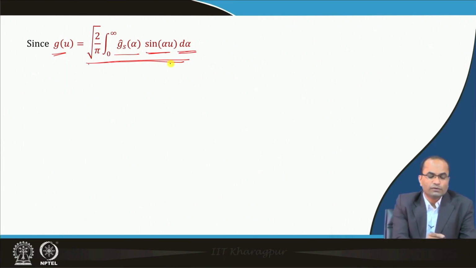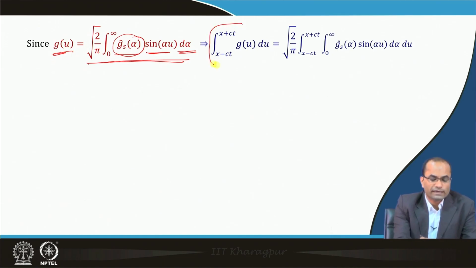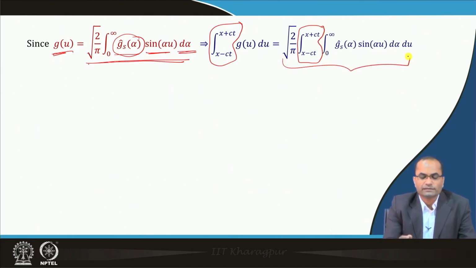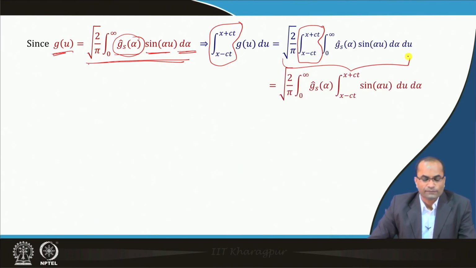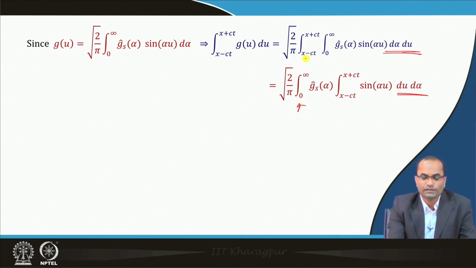So, with this inverse formula for g, if we just integrate both the sides from x minus ct to x plus ct, then we will get from this right hand side the desired term which needs to be replaced in terms of g. So, here if we just change this order of integration, that means du d alpha, so we have here 0 to infinity and then here x minus ct to x plus ct, because with respect to alpha and u, these limits are constant. So, we can simply interchange them.